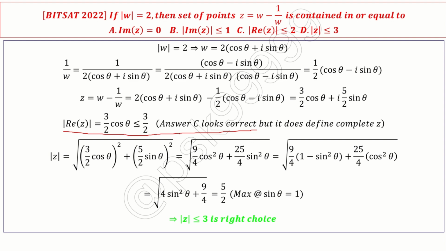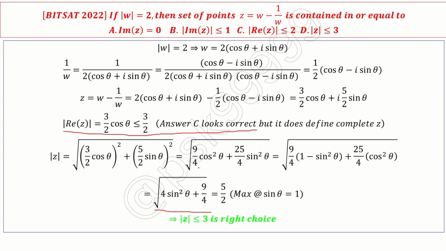So let's continue and find out about the imaginary part. Modulus of z equals the square root of 3 by 2 cos theta whole square plus 5 by 2 sin theta whole square, which is equal to this value. If I simplify further, I'll get the square root of 4 sin square theta plus 9 by 4. And we know that the maximum value of sin square theta is 1. So if I substitute 1 here, I'll get 5 by 2. Now 5 by 2 is less than 3. This means modulus of z is less than or equal to 3.